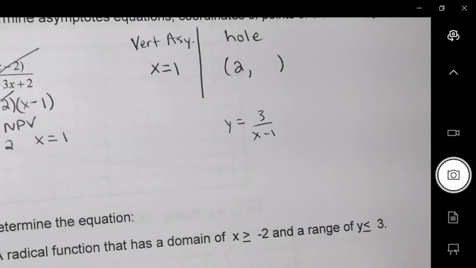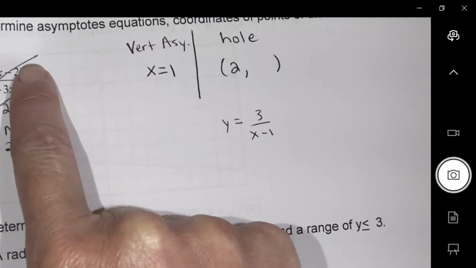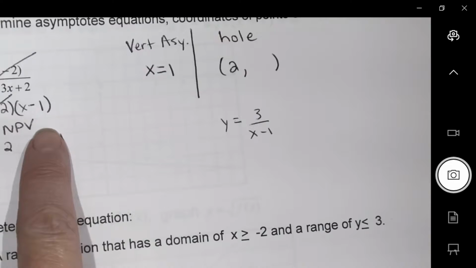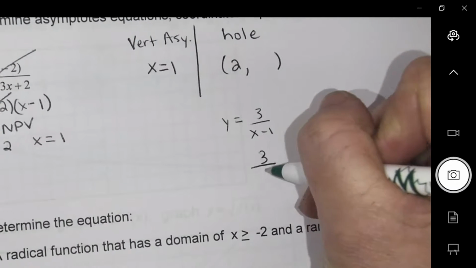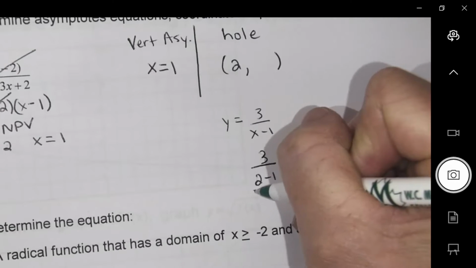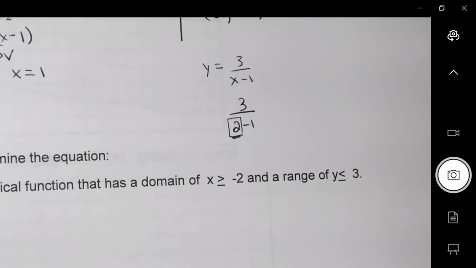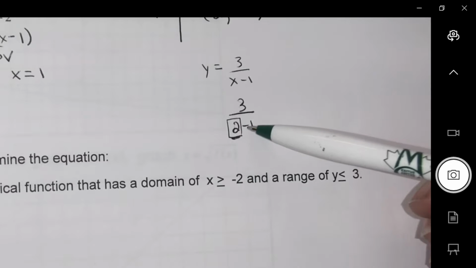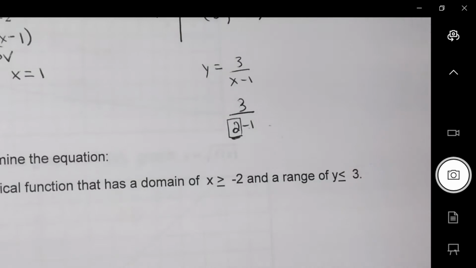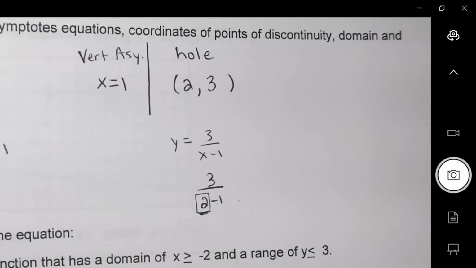Okay, so I got to plug 2 in. So I've already canceled this, so the top is just 3, and I've canceled this, so the bottom is just x minus 1. Okay, so plug 2 in. So what happens to the math when you plug in 2? 3 over 2 minus 1. So 3 over 1 makes 3. So that's the hole.